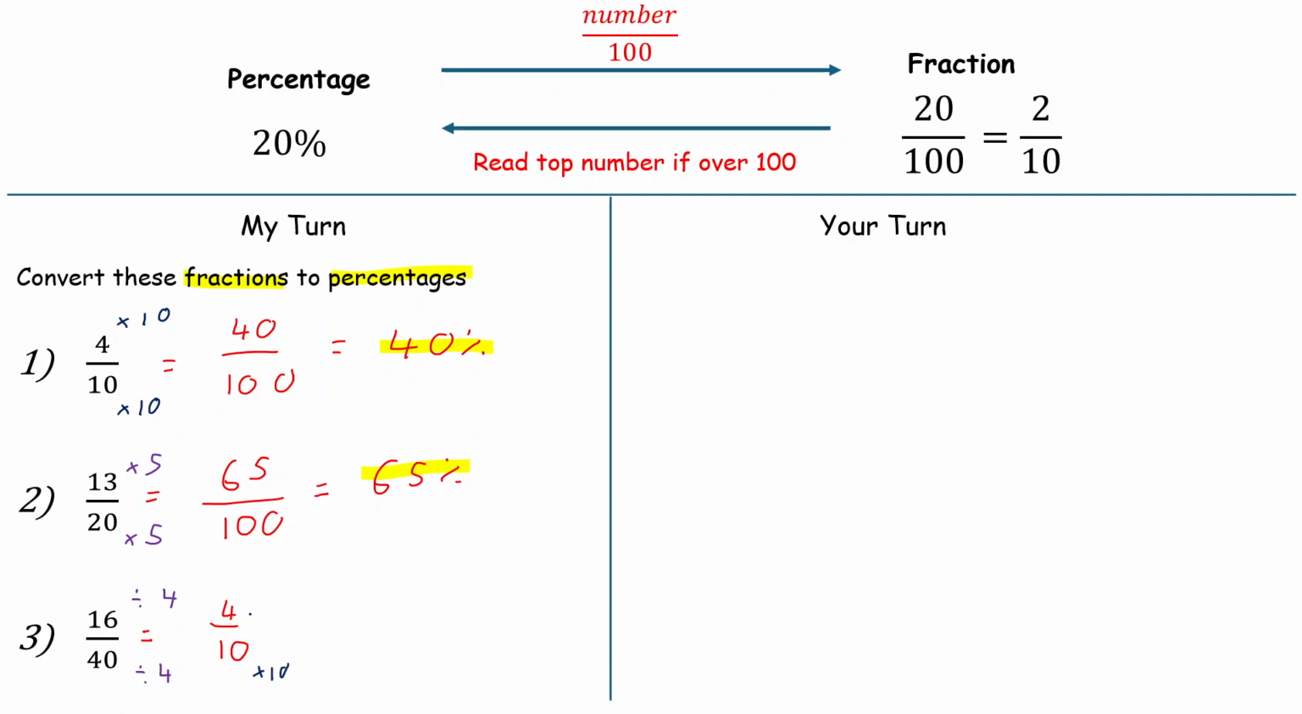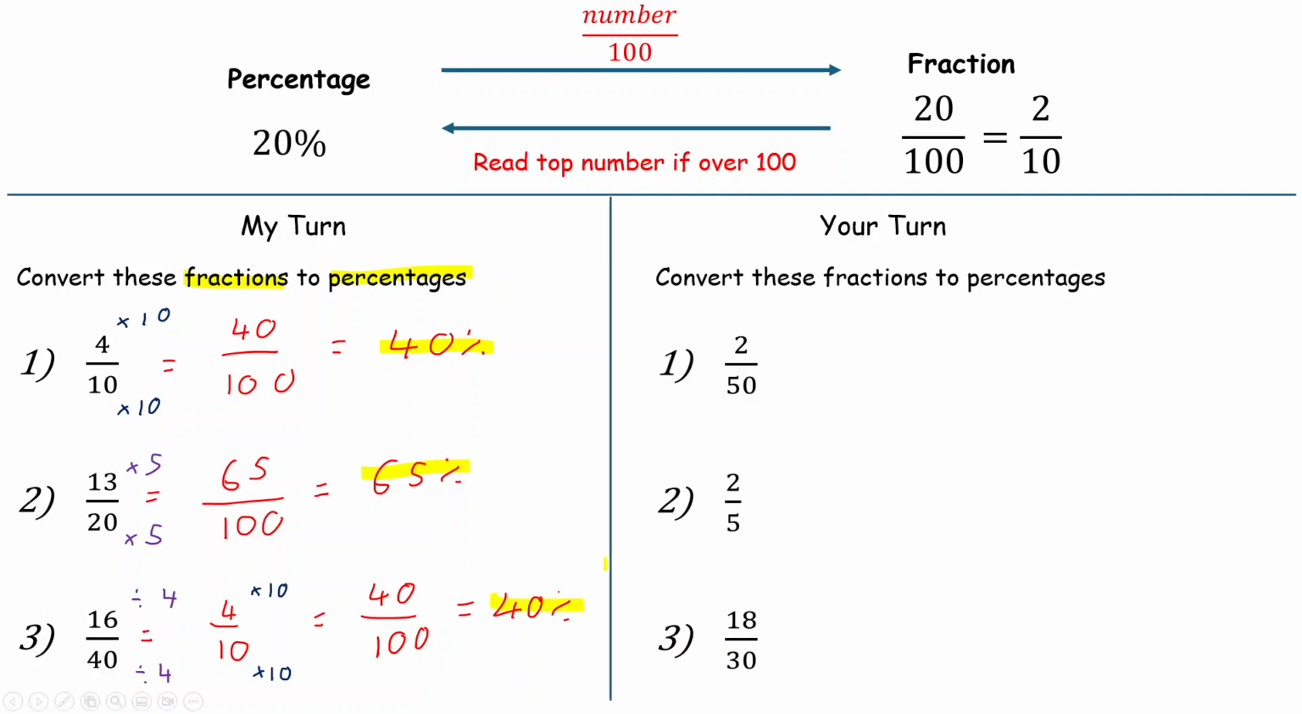I can times through by 10 on the bottom, and then times through by 10 on the top to give me 4 times 10 is 40, and 10 times 10 is equal to 100. Now my fraction is out of 100. My percent is going to be 40 per 100, so 40% is my answer. Good. You can try some yourself.